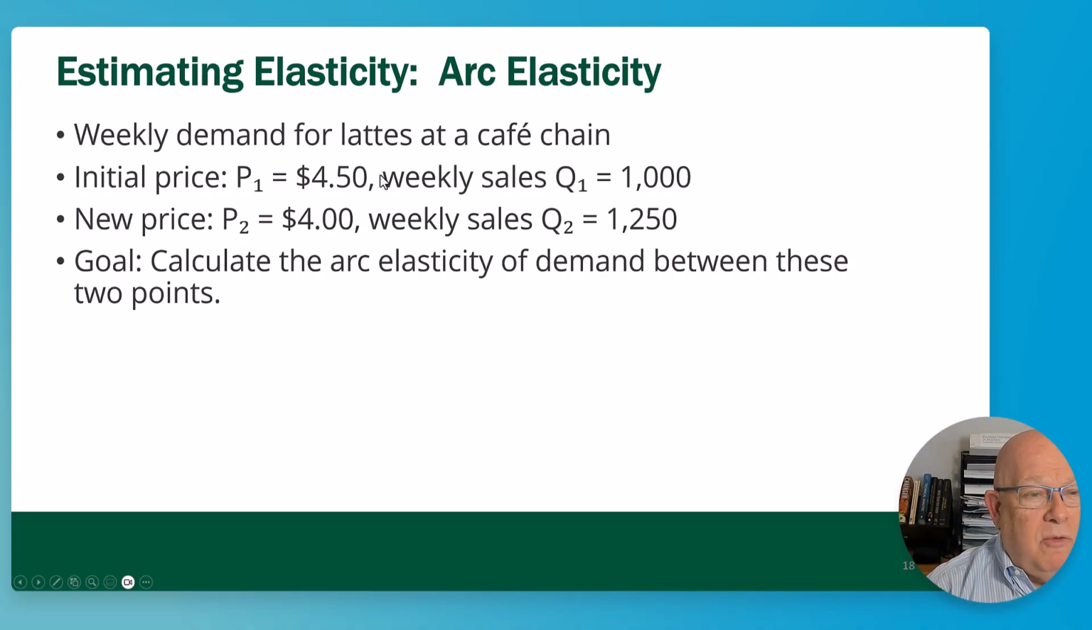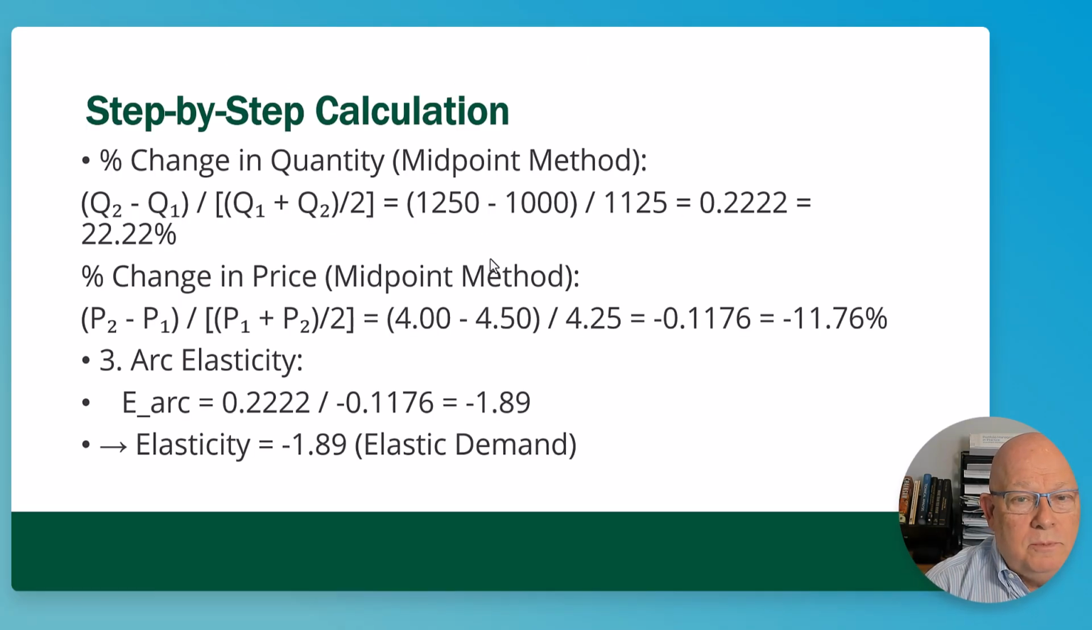So let's say we have a cafe, maybe a couple of cafes, and initially we're charging $4.50 for a cup of coffee, and we're selling about 1,000 cups in a week. And then we decide that we're going to lower our price. We lower our price to $4 a cup, and our weekly sales increase to 1,250 cups because, again, we lowered our price, so the quantity demanded goes up. We can actually use that data to estimate the elasticity of demand between these 2 points.